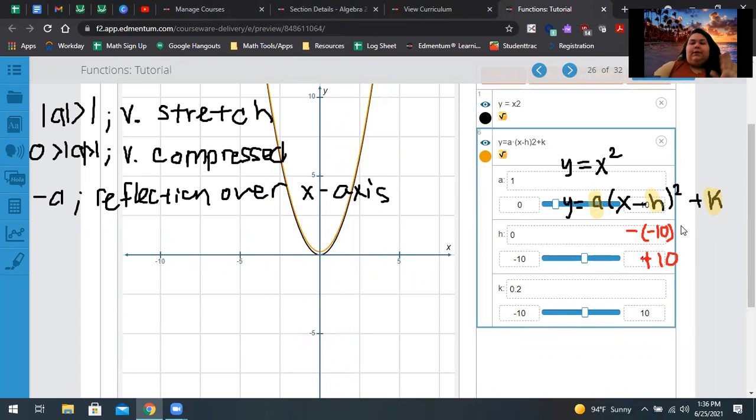H and K is pretty much your vertical. H is your horizontal shift. K is your vertical shift. Which I will make a note to make sure that we write all these rules down.